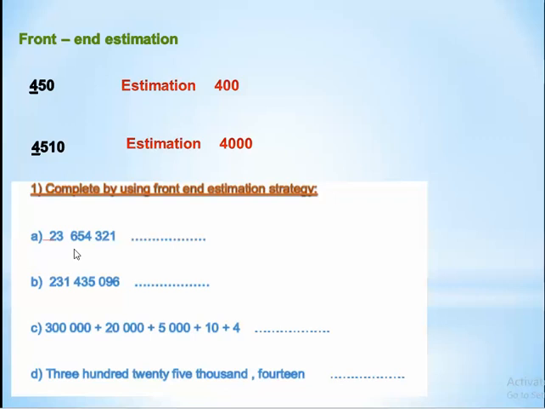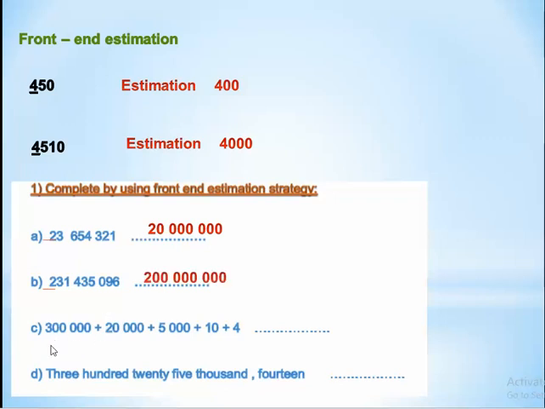23,654,321. So the last digit is 2, and here is 10 million, so it will be 20 million. 231,435,096. So the last digit is 2, underline 2, and we know that the value here is 200 million.